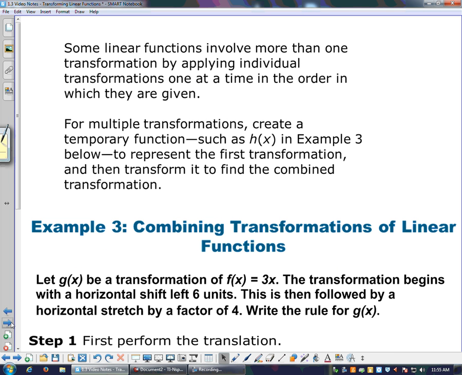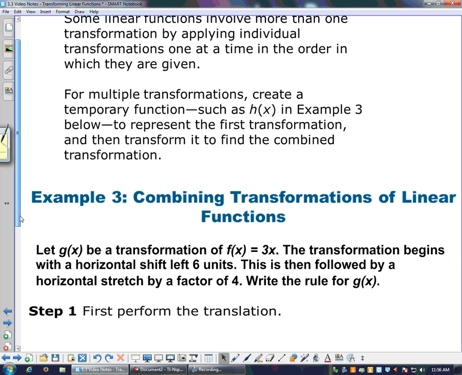Sometimes when we do linear functions, we're going to involve more than one transformation, and we're going to apply the individual transformations one at a time in the order in which they are given. And that's important because you can get different answers. We're going to go with the order that it was given. For multiple transformations, create a temporary function such as h of x, like we're going to see in this next example, to represent the first transformation, and then transform it to find the combination. Okay, so we're going to do a step in between to help us work our way through.